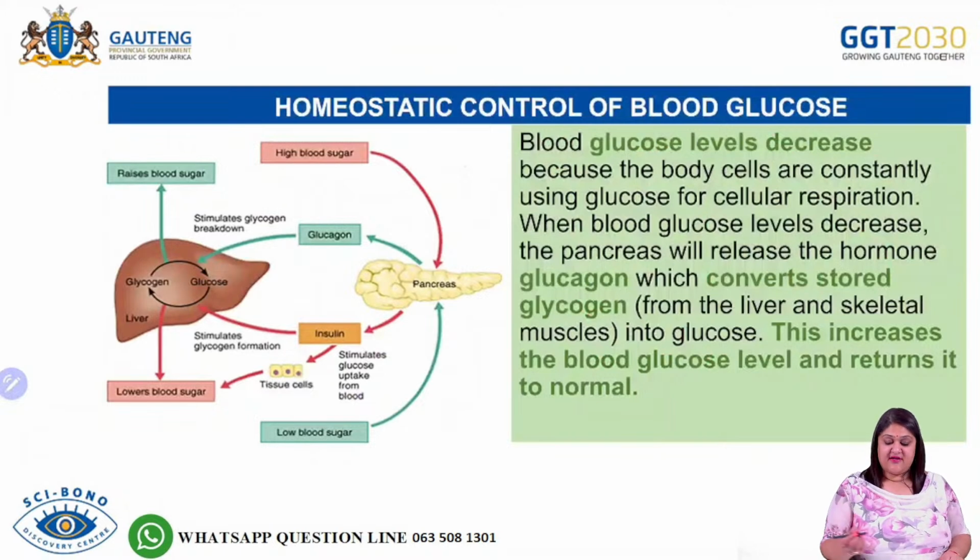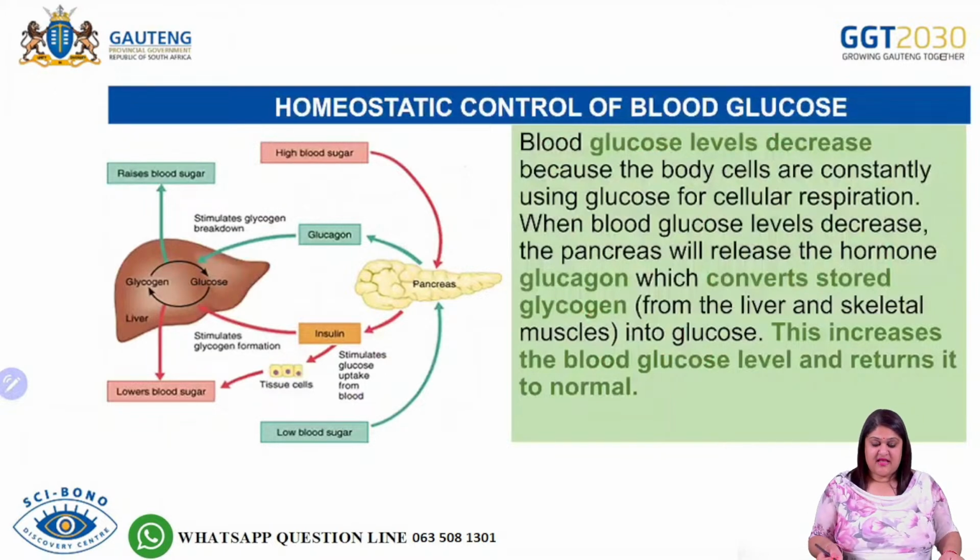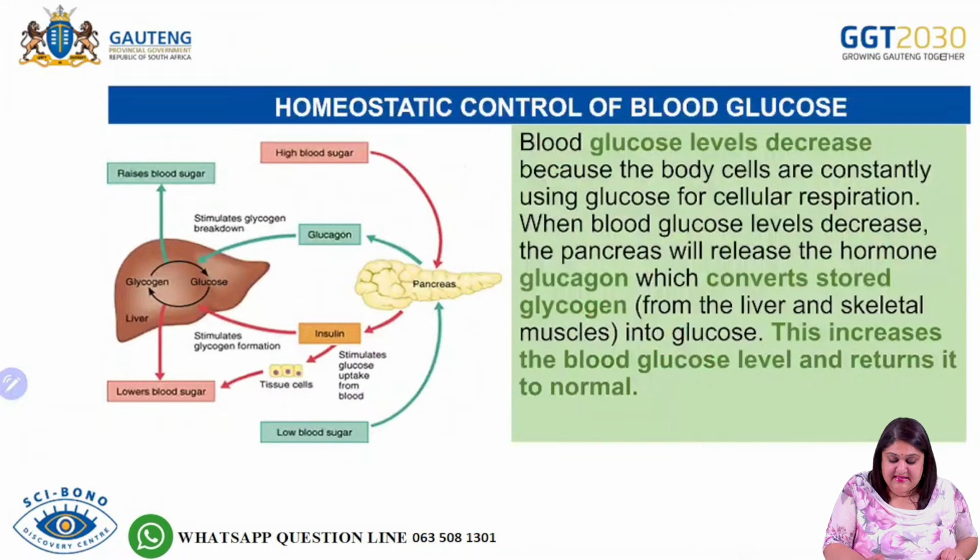Okay, so the diagram is just explaining that as well. It's showing us that when there's low blood sugar levels, we have the pancreas over here. Low blood sugar, we are going to get the glucagon, which is going to secrete the glycogen.